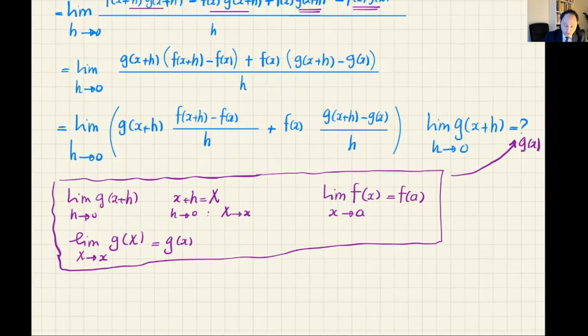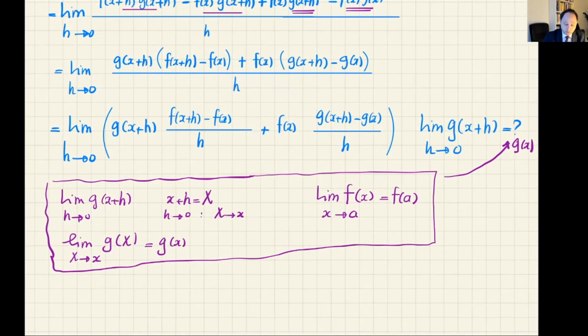Now let me rewrite everything. Forget about what I have written in the box. Let me continue with the blue color. So the limit of this part, according to this explanation, is G of X multiplied by the limit of this part, which is F prime of X, plus this one is a constant, does not depend on the variable of the limit, so I will copy and paste it. And the limit of this part is nothing except G prime of X. Now, this formula is what is called the product rule.